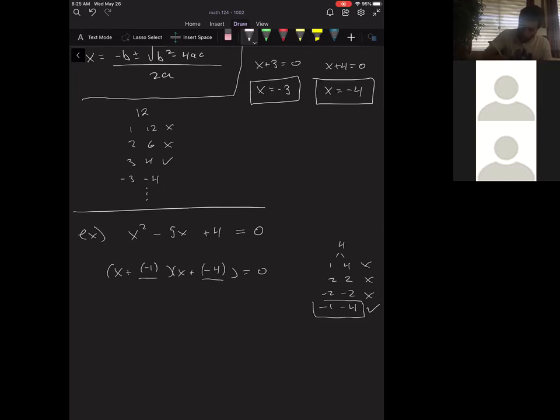So we can kind of simplify this here. You see on the left-hand side, we have an x plus a minus 1. That's just the same thing as x minus 1. And here we have an x plus a minus 4. That's just the same thing as x minus 4. So this equals 0. So at this step, we set both of the pieces equal to 0. And here we get x is equal to 1. And here we get x is equal to 4.